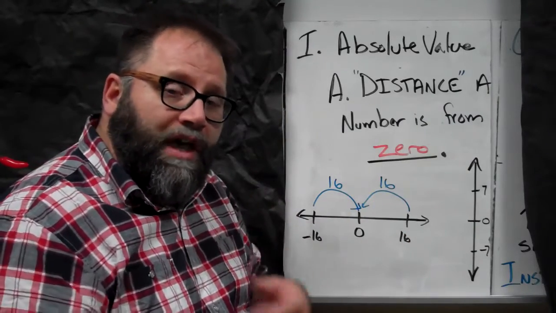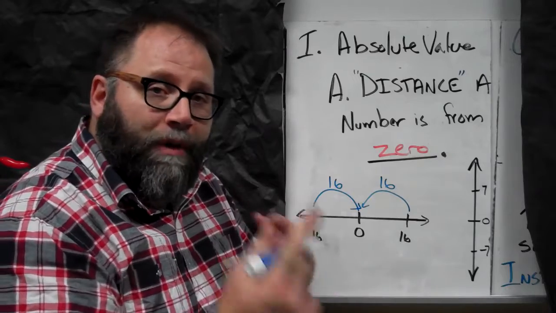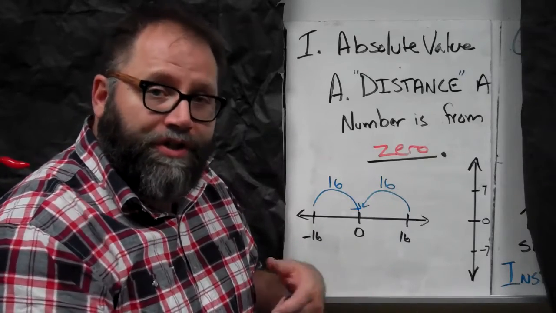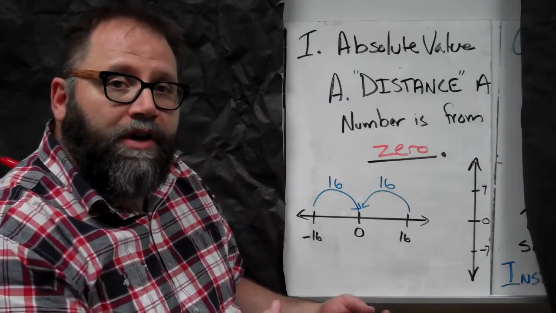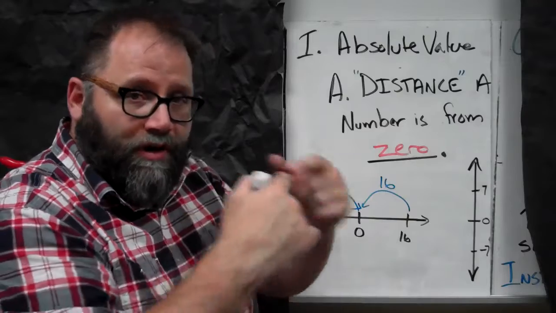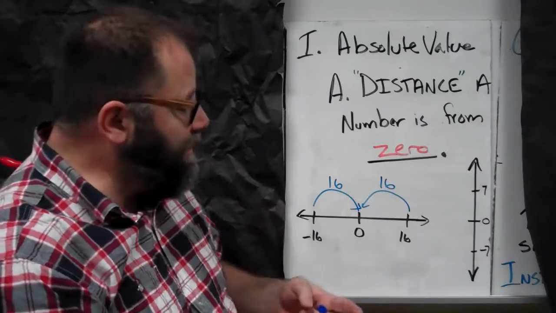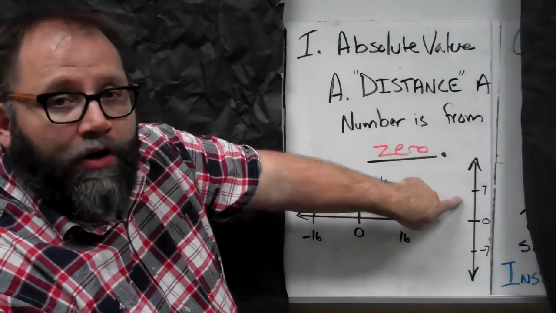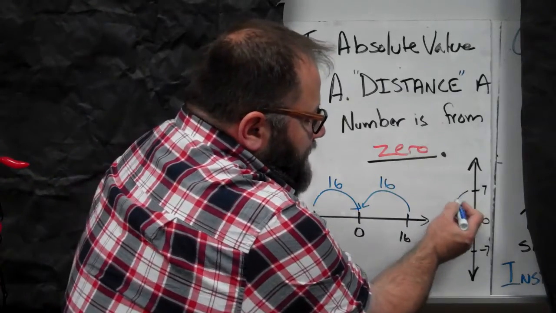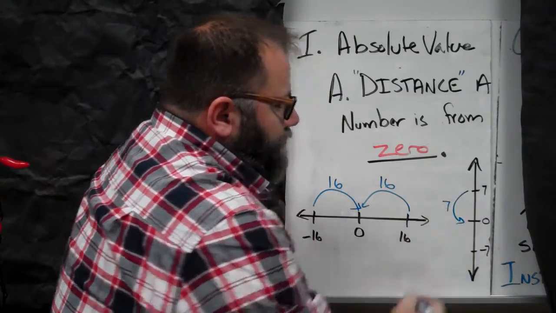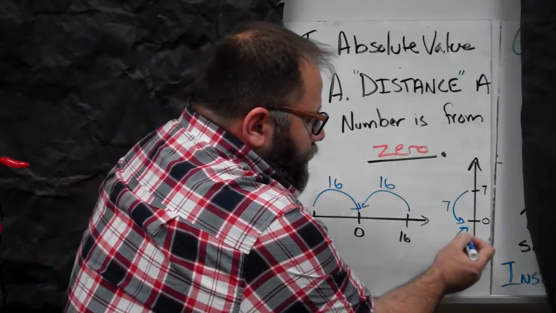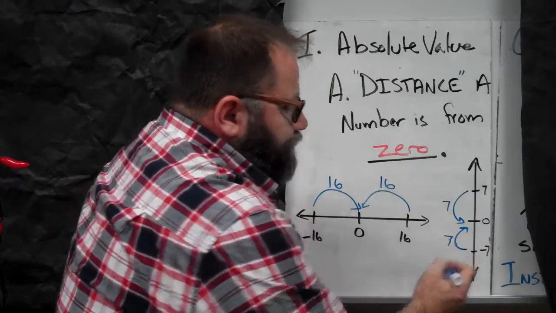So for instance, when you came to school today, let's say you traveled 3 miles. When you go home, you will not travel negative 3 miles, you're just going to travel another 3 miles. So whether you're going from a negative or a positive, that distance to 0 will always be a positive number. On our vertical number line, the distance between 7 and 0 would be 7, you guessed it. Then the distance between negative 7 and 0 would also be 7.